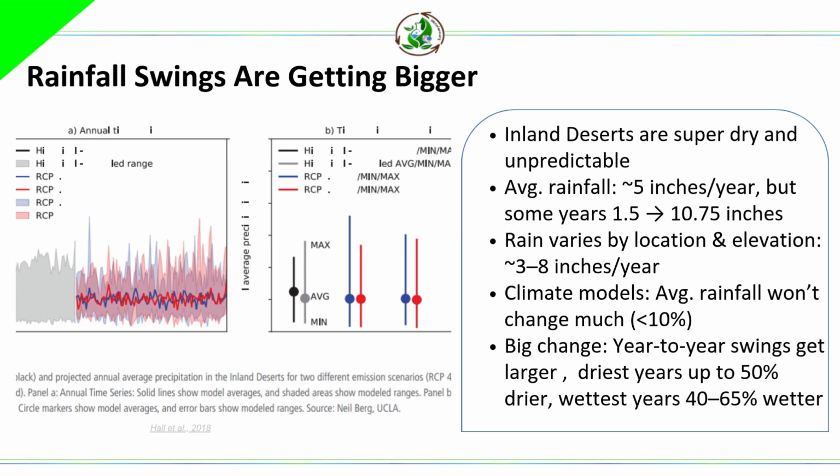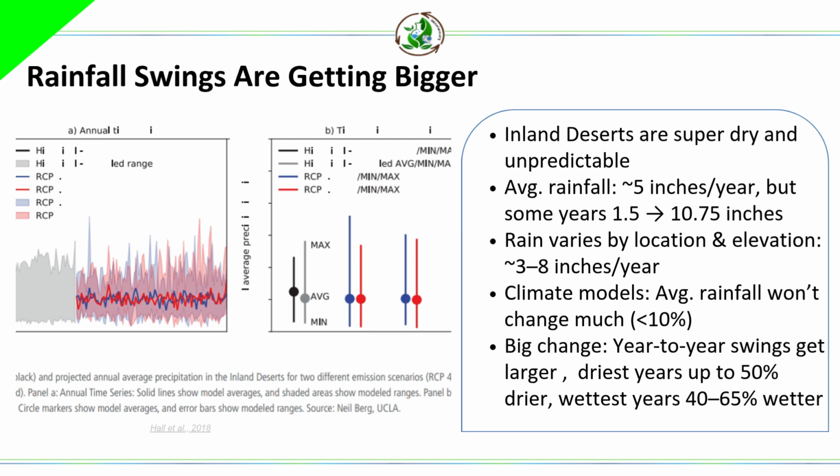Let's look at how rainfall is changing in California, especially in the inland deserts. These areas are already very dry and unpredictable. On average, they get about 5 inches of rain per year. But some years it can be as low as 1.5 inches or as high as 10.75 inches. Rainfall also varies by location and elevation, ranging from about 3 to 8 inches per year.